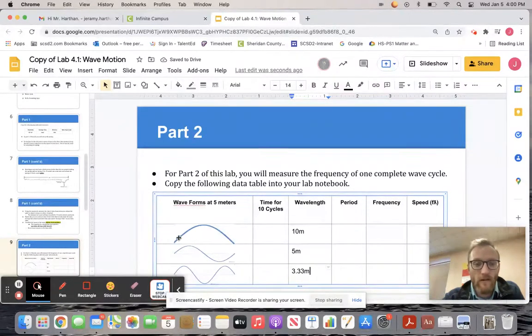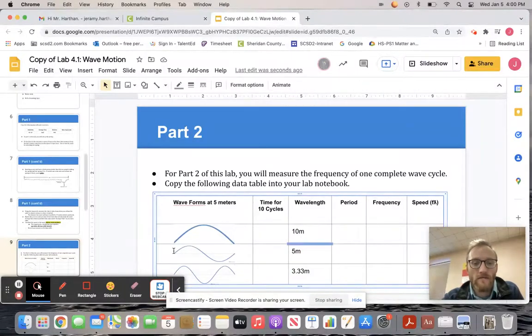If we look at this, it makes sense. This is half a wave, and the full wave is going to continue out and be about that long. This wave is about half that distance, so it's half the 10 meters. This one we have right to about here, so it's like 2/3 of that wave. So that's how we got our wavelength.